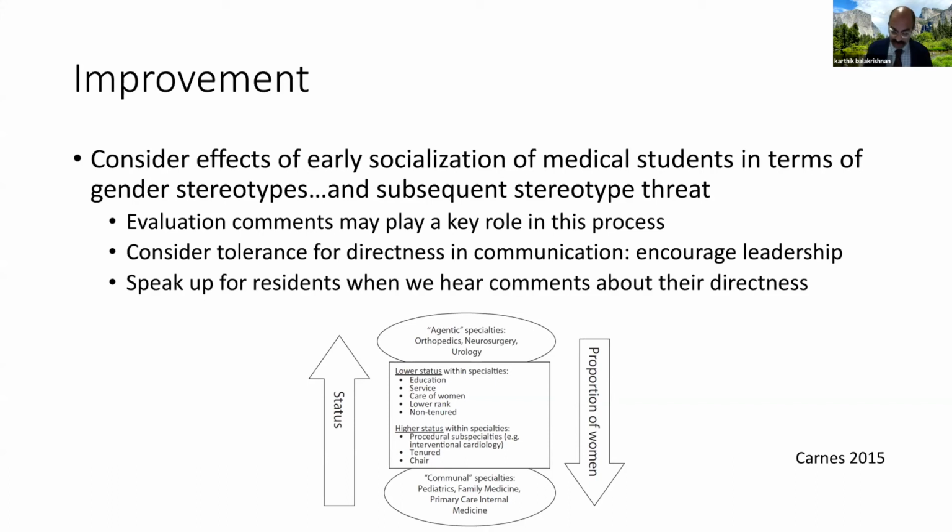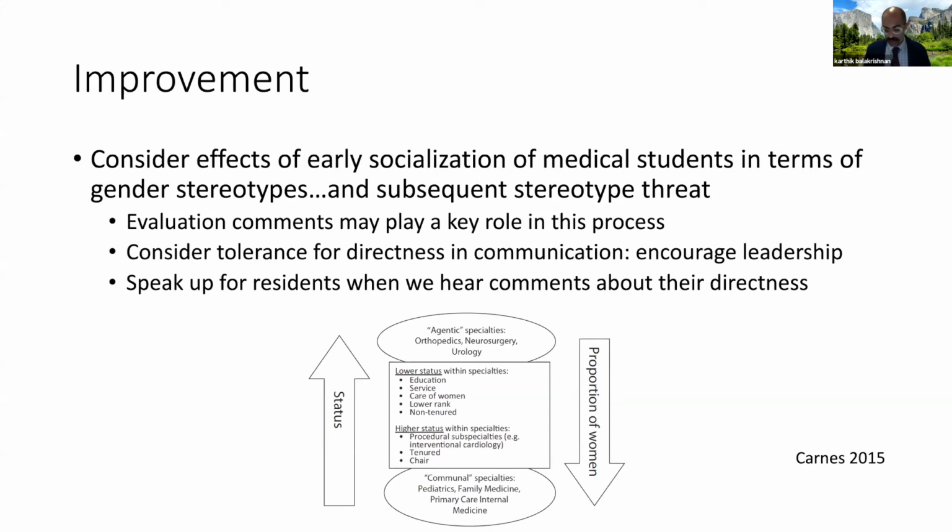And one example of this, out of many possible, is directness in women trainees. There's clear data, and I'm sure we've all seen it in our trainees or in ourselves perhaps, that when women are direct and speak up and are assertive, they're not encouraged for it, they're not praised for it. It's not associated with leadership characteristics. Instead, they're seen as rude or brusque or other negative things. So it's incumbent on us as teachers and educators to speak up when we hear that sort of comment.